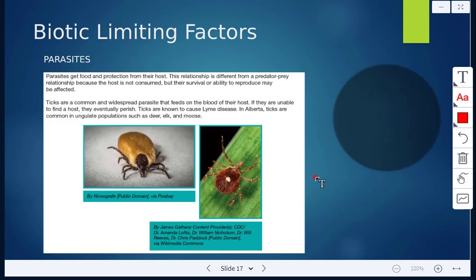Example, ticks. It's a common and widespread parasite. It feeds on the blood of their host. If they're unable to find a host, they will eventually die. Ticks cause Lyme disease in humans, and in Alberta, ticks are also common in ungulate populations like deer, elk, and moose.